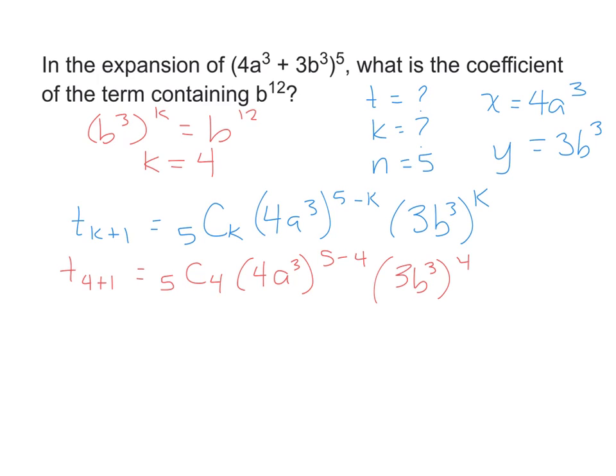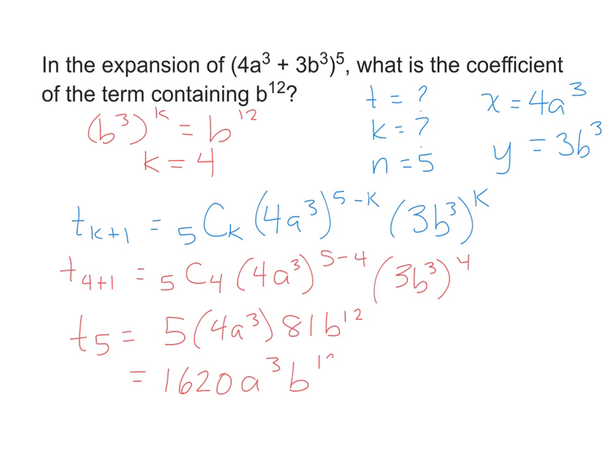5 choose 4. So it's actually the fifth term that we're finding. 5 choose 4 is 5, times 4a cubed to the power of, that's actually just a 1, right? 5 minus 4, so that's just 4a cubed. And 3b cubed to the power of 4, that's 81 b to the power of 12. And when you multiply that out, 1,620 a cubed b to the power of 12.